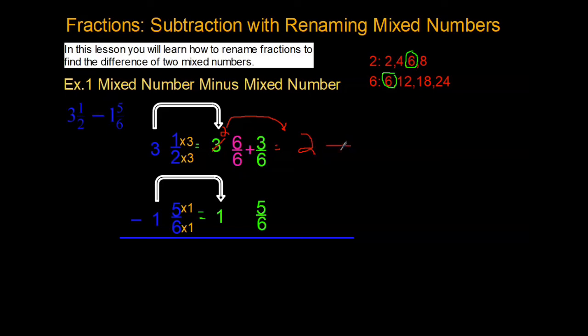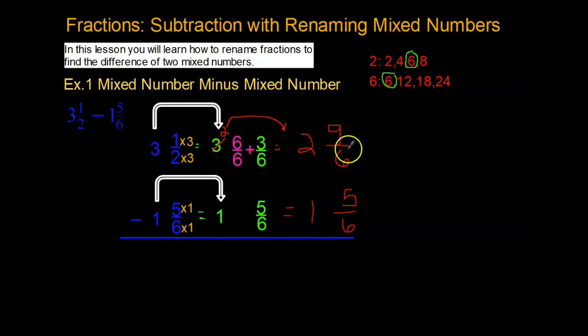When we're adding with like denominators, we leave the denominator the same, so that will stay 6. 6 plus 3 is 9. So we have 2 and 9/6 over here. 1 and 5/6, again, did not change, so we are going to leave that there. 3 and 3/6, and 2 and 9/6, these are all equivalent fractions.